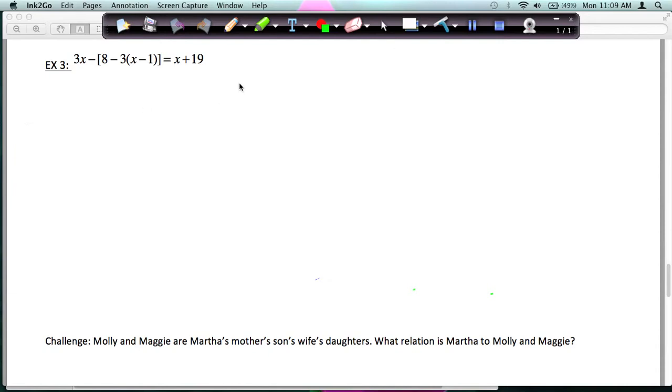Okay, let's look at example 3 where we are solving. So this looks a little more complex. We just have a parentheses and then a bracket or another basically set of parentheses around that. So instead of looking at this whole thing all at once, let's just look at the inside parentheses first.